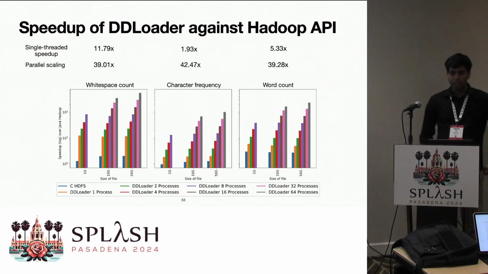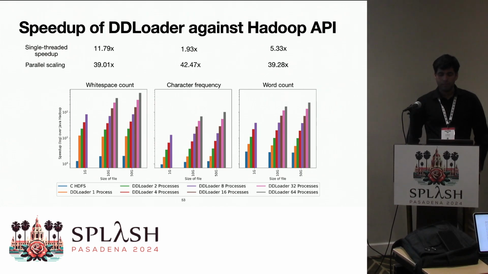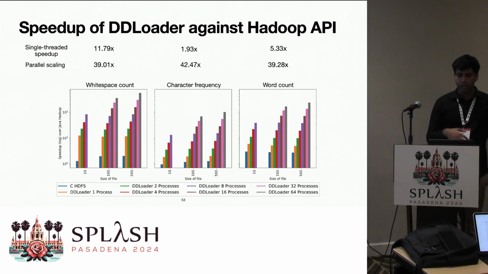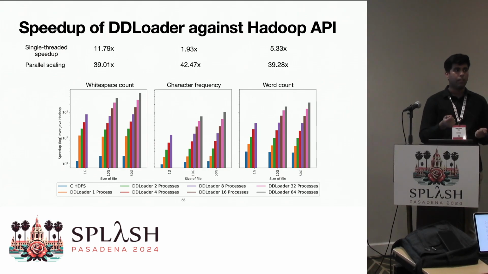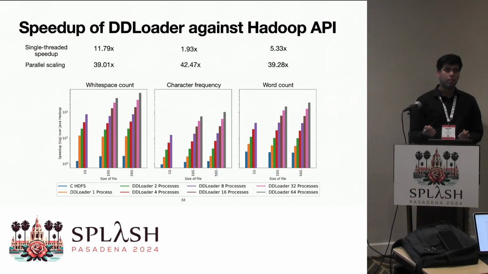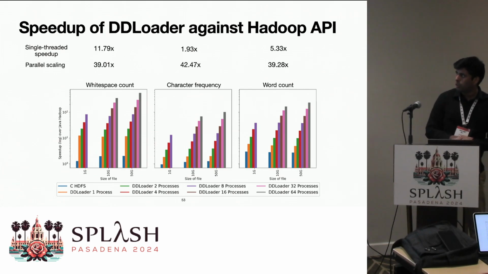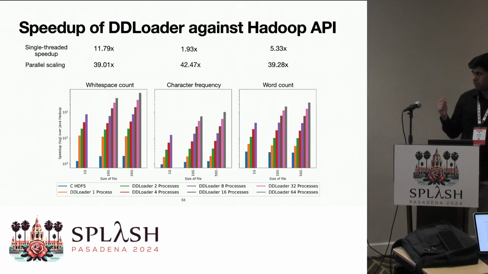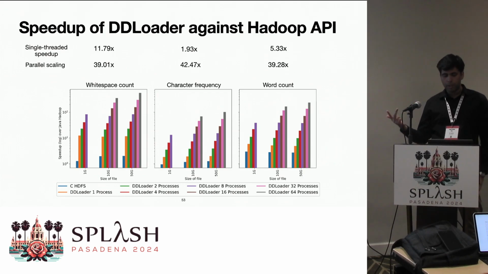So we compare DDLoader to Hadoop's Java and C APIs. The graphs on the slide are normalized to the speedup over Hadoop's Java API. We compare 3 different operations depending on the communication complexity. Whitespace count, which just passes around a single value between the nodes, character frequency, which passes around an array of length 26, and finally word count, where we pass around a hash table of arbitrary length. We do this for files of different sizes, 1 gigabyte, 10 gigabyte, and 50 gigabyte.